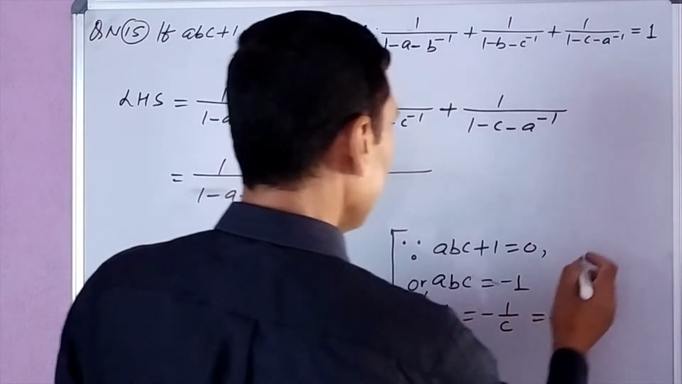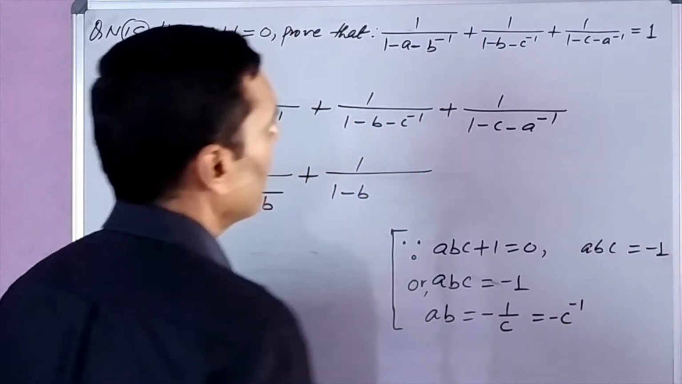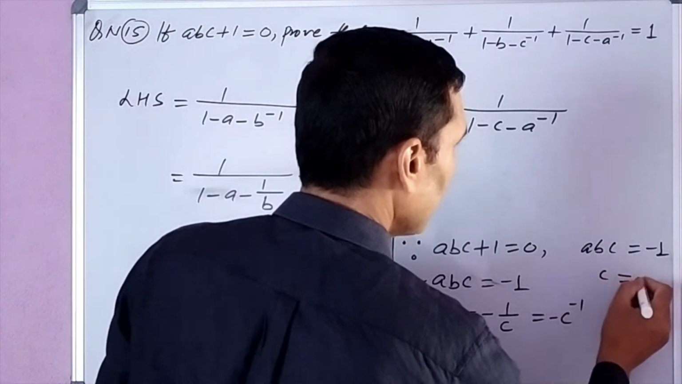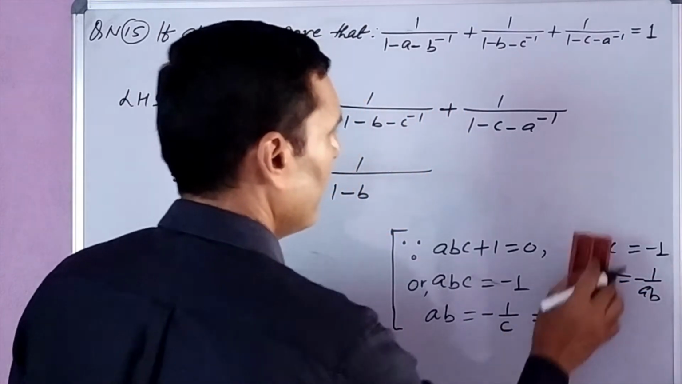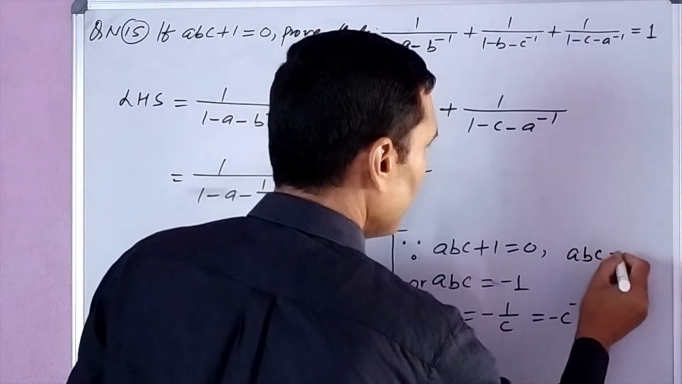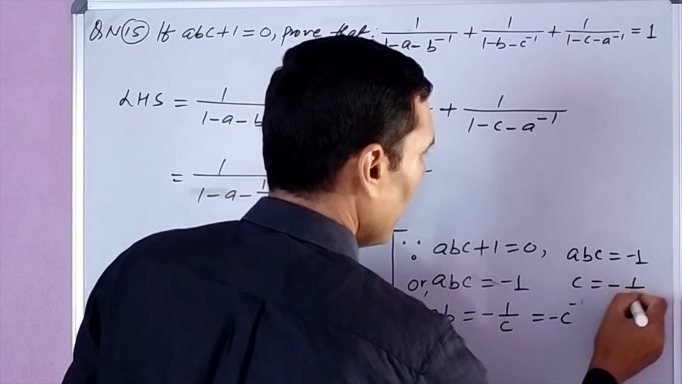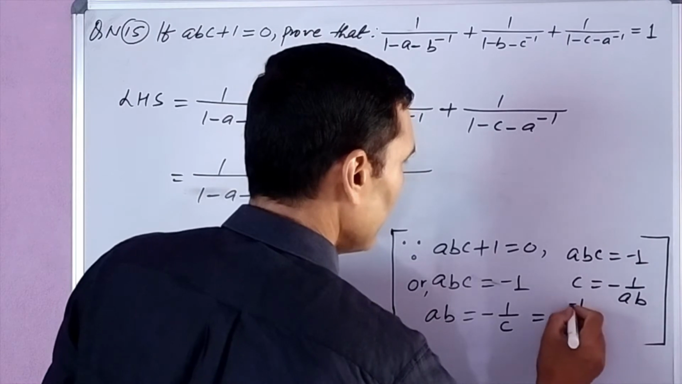And another thing, abc is equal to minus 1, we need the value of c, and c is equal to minus 1 upon ab. abc is equal to minus 1, c is equal to minus 1 upon ab. These two results we are using here.